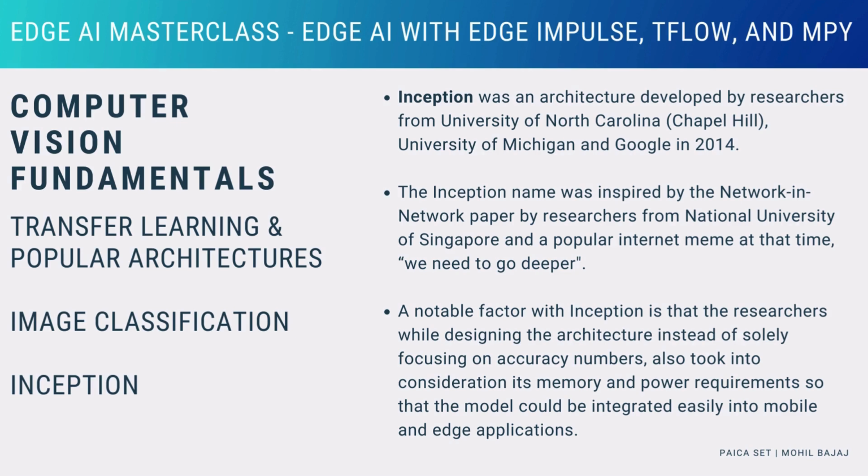So, let's begin. The Inception architecture was developed by researchers at UNC Chapel Hill, University of Michigan, and Google in 2014 and brought a significant shift in how convolutional networks were structured. The name Inception was inspired by the Network in Network paper by researchers from the National University of Singapore and a popular internet meme at that time.